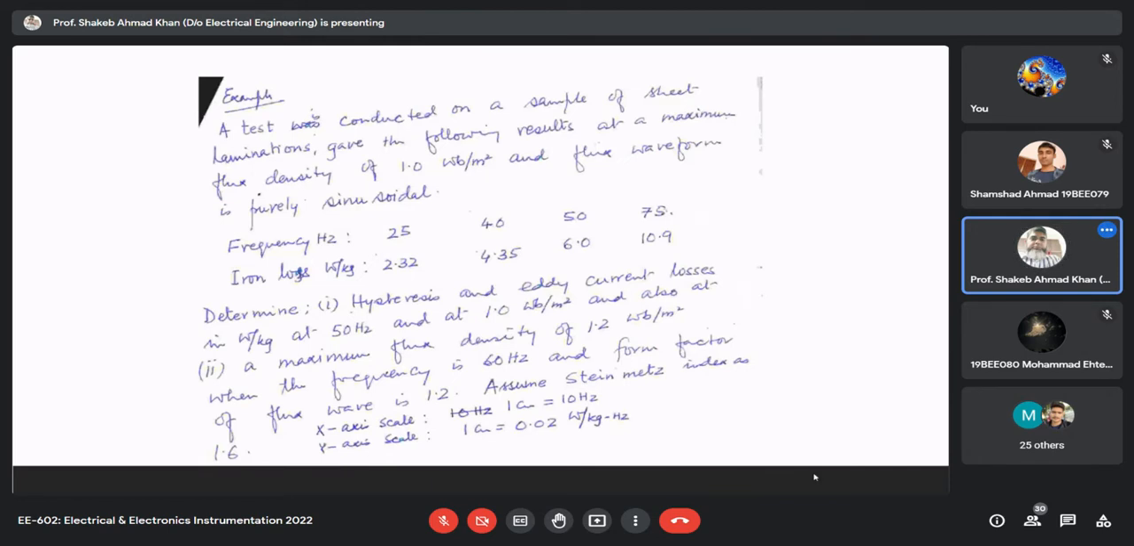Between iron loss per kg per unit frequency and frequency itself.